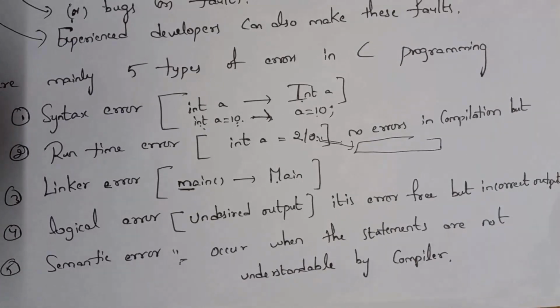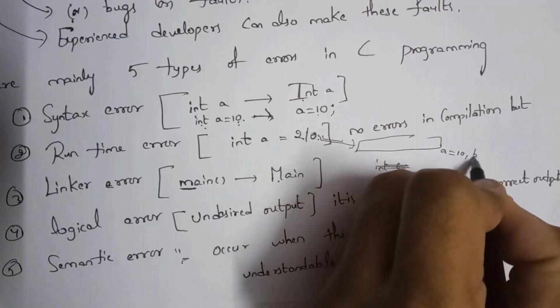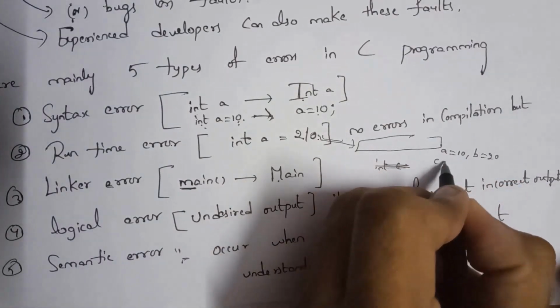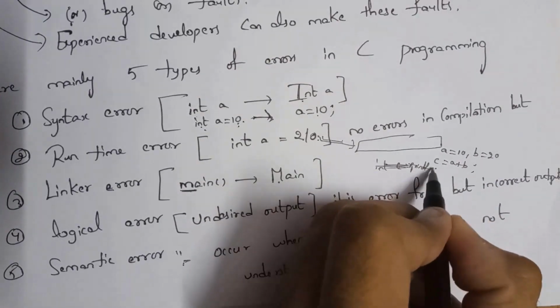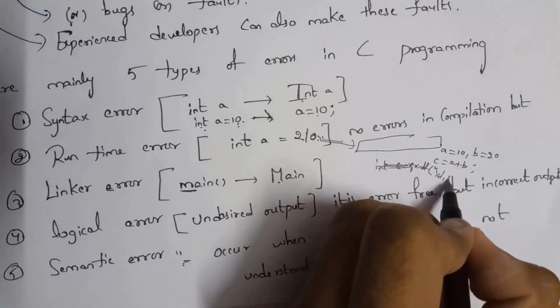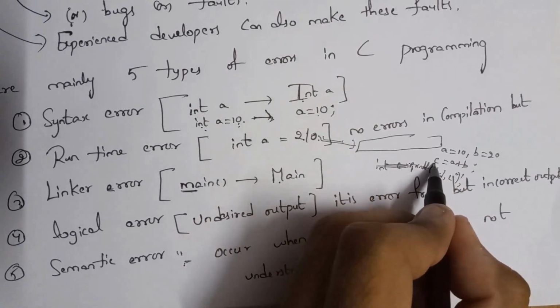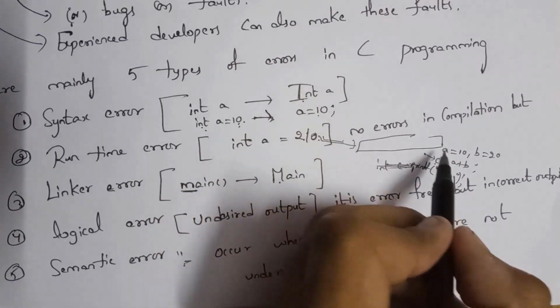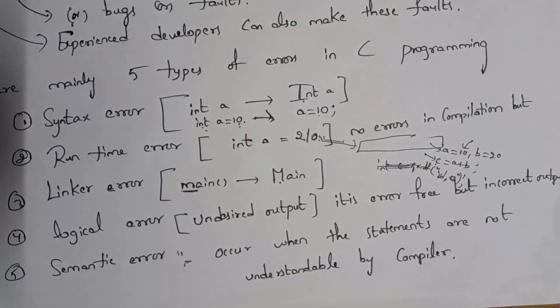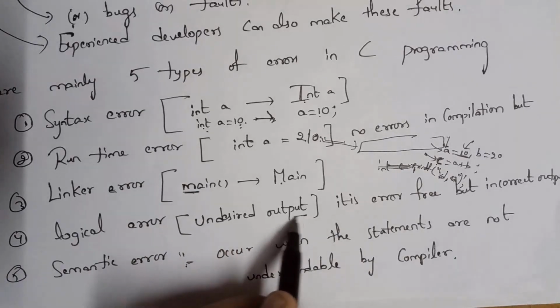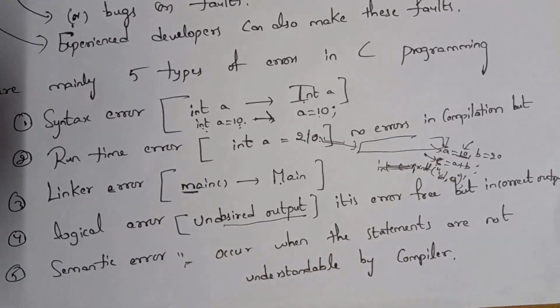In a logical error, during compile and runtime it will not display any error, but it will display wrong output. For example, I took the value of A as 10, the value of B as 20, and I wrote C equal to A plus B. Now this C contains the result. So now I need to write printf %d comma C, because C contains the result, so I need to print C. But instead of printing C, if I write here %d comma A, now I will get output as 10, which is a wrong answer. Mainly beginners make such logical errors. In a logical error we will get undesired output. It is error free but incorrect output. This is known as a logical error.